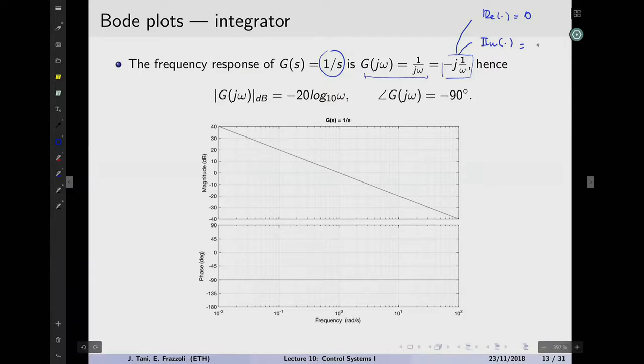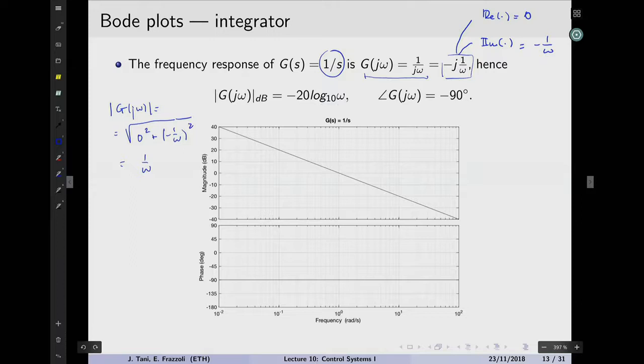And on the other side, the imaginary part is minus 1 over omega. Okay, so what is the magnitude of this monomial term expressed in dBs? Well, it's 20 times the logarithm base 10 of the magnitude of the term. So what is the magnitude of the term in linear? Well, it's the square root of the square of the real part, which is 0 squared, plus the imaginary part squared, right? So this is equal to 1 over omega.